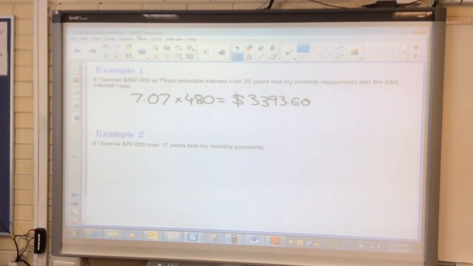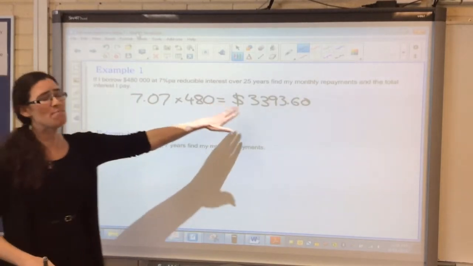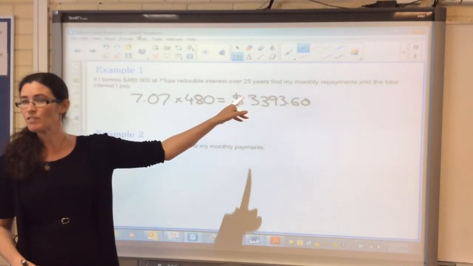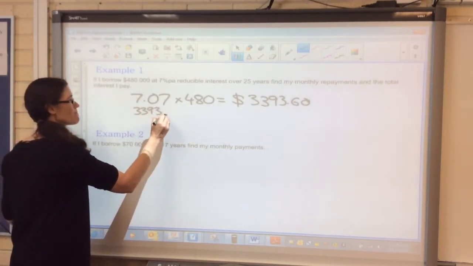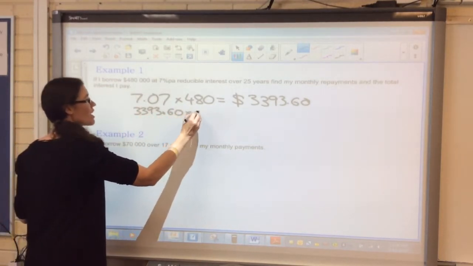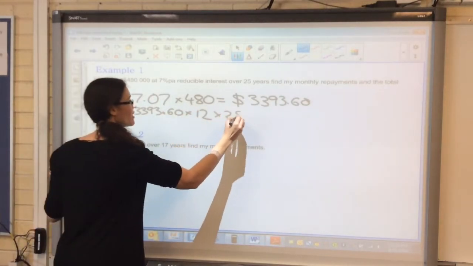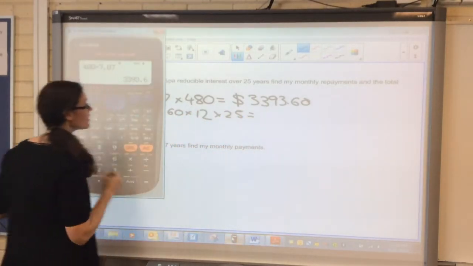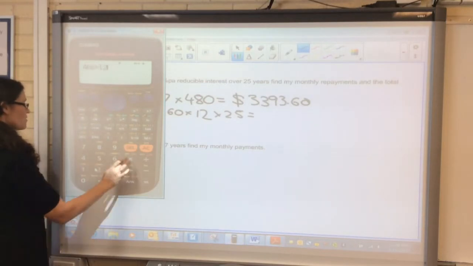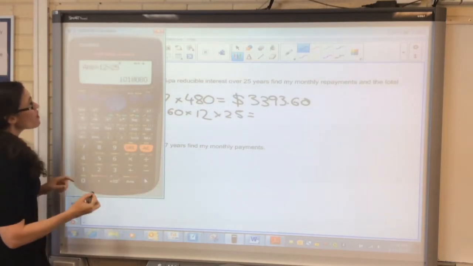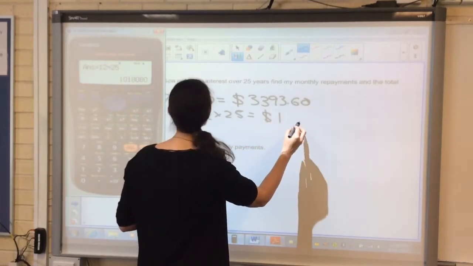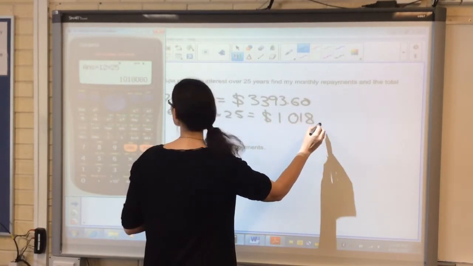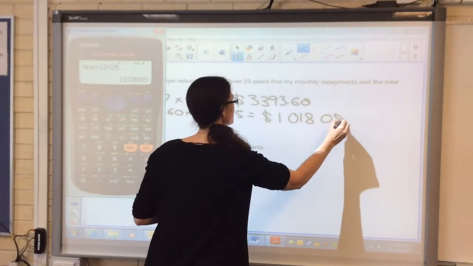Now, if I'm going to work out the total interest, I need to know the total amount of money I pay. I'm going to pay that every month for 25 years. Okay, so I'm going to do this number times 12 times 25. So on the calculator, times 12 times 25. So over the 25 years, I'm paying $1,018,080.